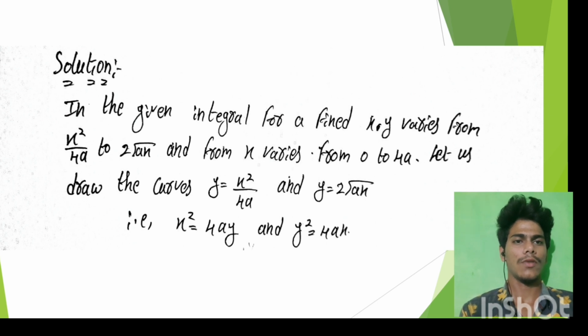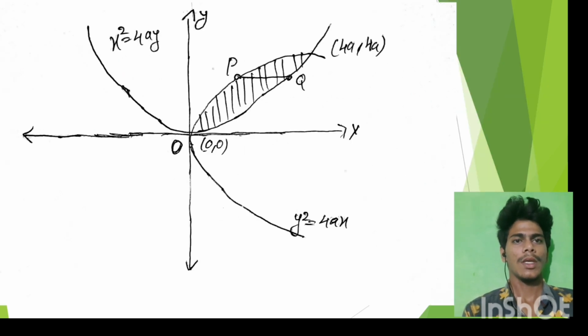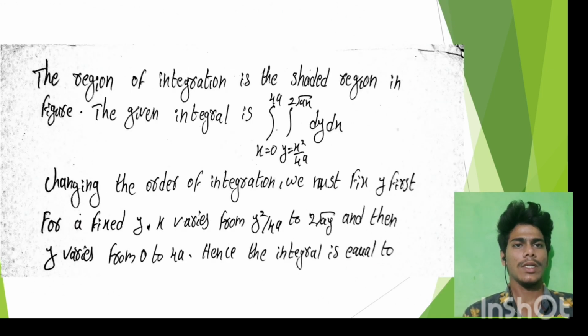Let us draw the curves y equals x square by 4a, that is x square equals 4ay, and y equals 2 root ax, that is y square equals 4ax. We see the diagram. One parabola is x square equals 4ay, on the x-axis. Another one is y square equals 4ax, on the y-axis. The line PQ is parallel to the x-axis. The region of integration is the shaded region in the figure.